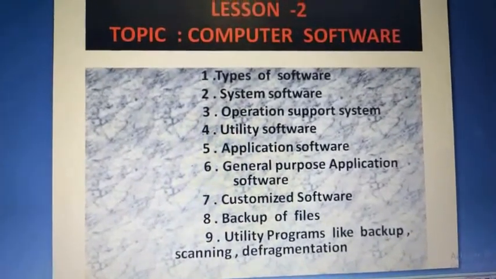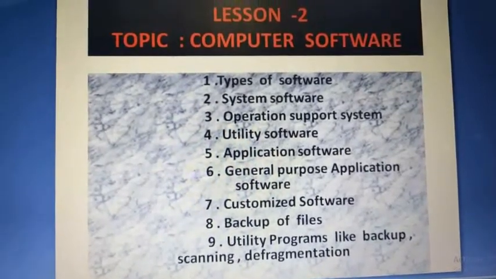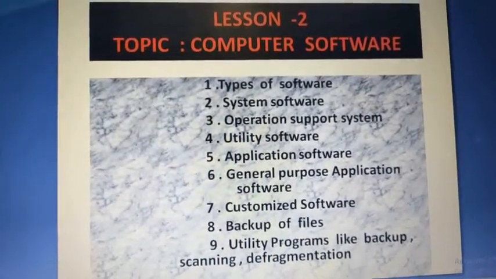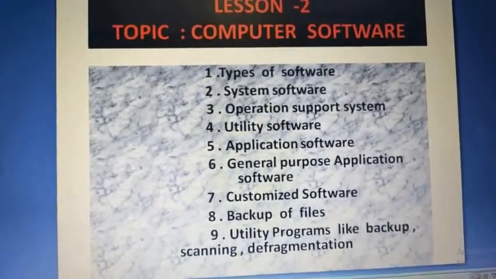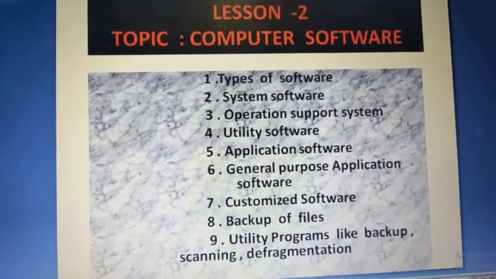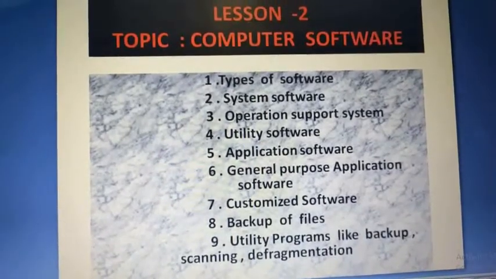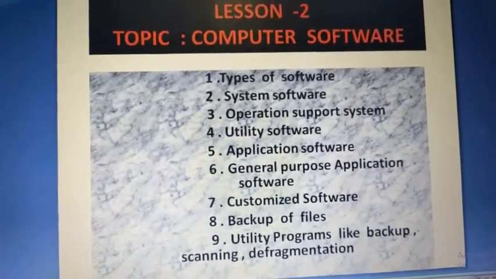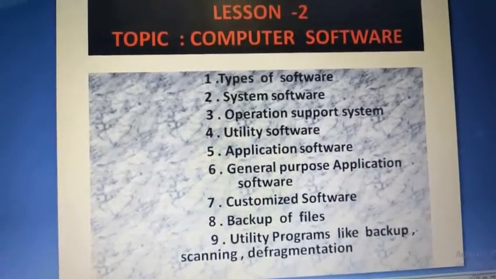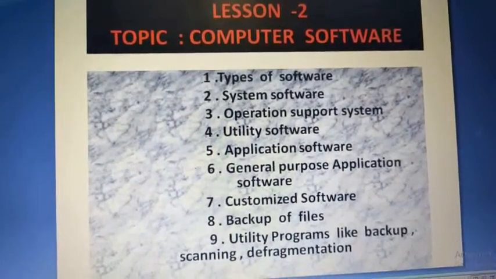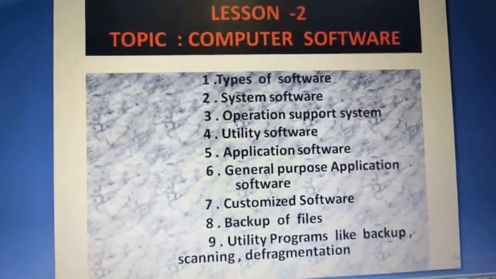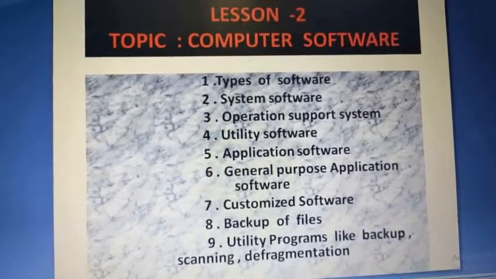First one is types of software. Second one, system software. Third one, abbreviation support system. Fourth one, utility software. Fifth one, application software. Sixth one, general purpose application software. Seventh one, customized software. Eighth one, backup of files. Ninth one, utility programs like backup, scanning, defragmentation. This is all computer software. Now we are going to see first one, types of software.